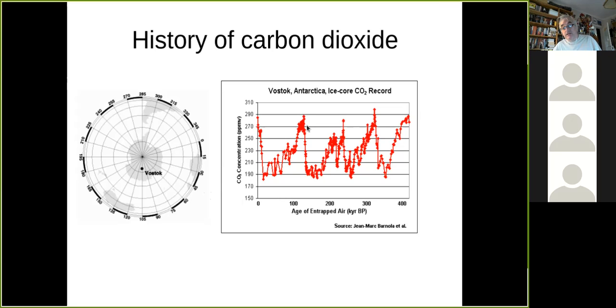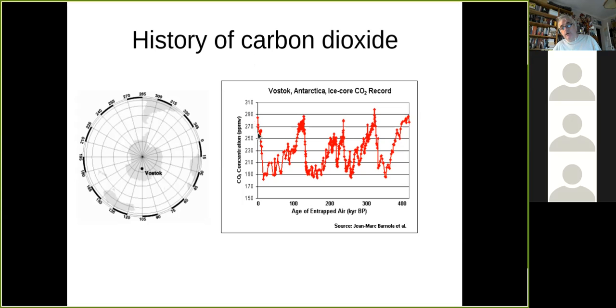And this is a famous figure from Vostok that in present times we see something like 290 ppm, but you know that during the last 100 years or so, this has increased to 400 or something. We should be up here somewhere now, today.